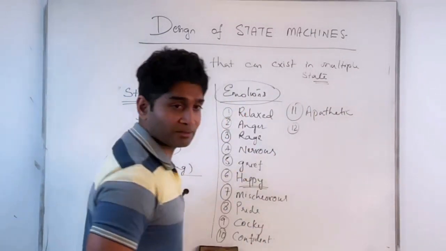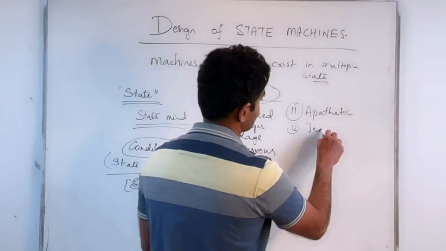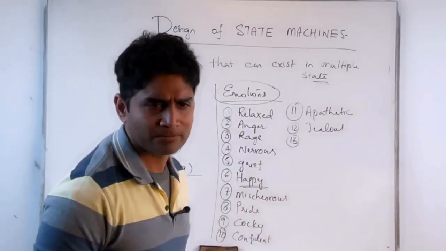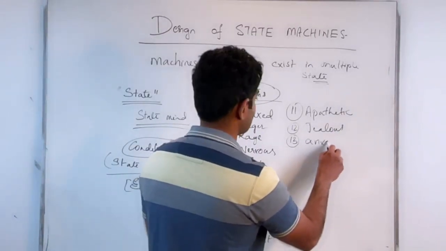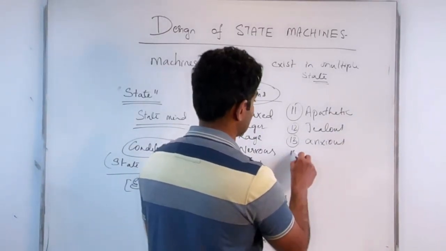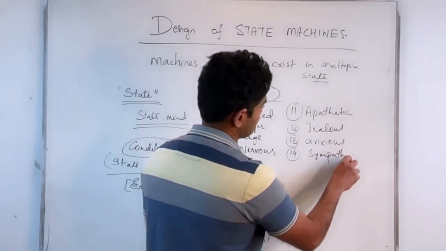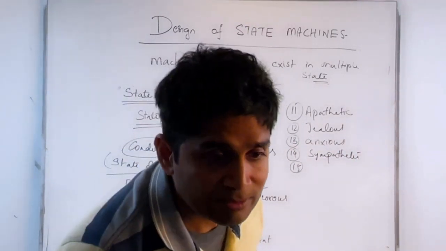It's good. The list is growing. Jealous. Sympathetic, anxious, yeah, anxious is sympathetic, okay. You're doing very well. You guys confused?